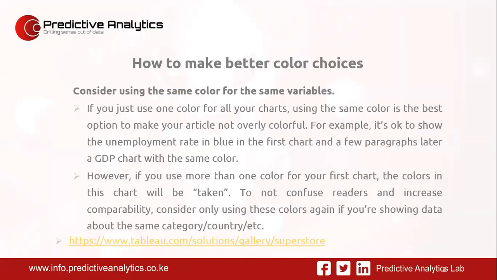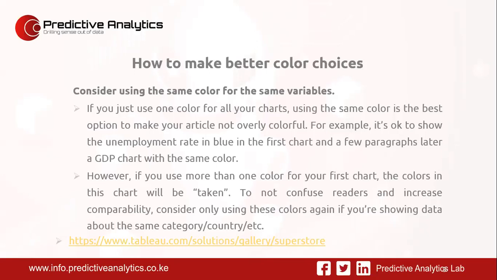Then we look at how to make better color choices. Consider using the same color for the same variables. If you just use one color for all your charts, it's the best option to make your article not overly colorful. For example, it's okay to show the unemployment rate in blue in the first chart, and a few paragraphs later, a GDP chart with the same color.